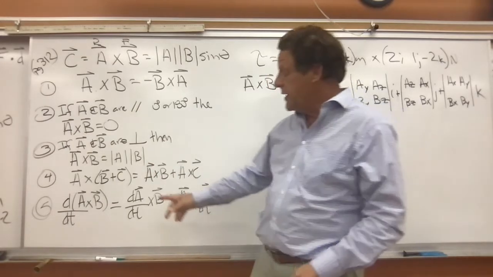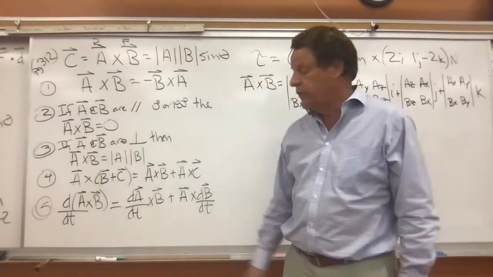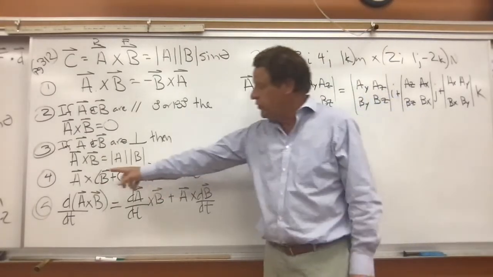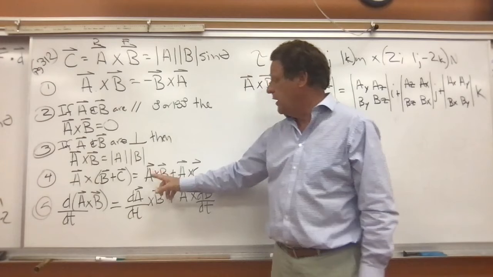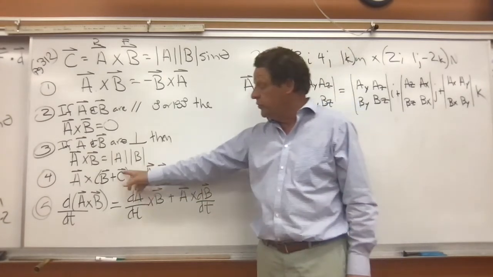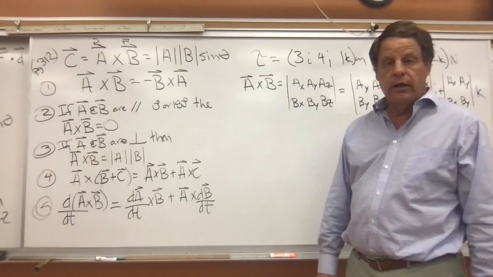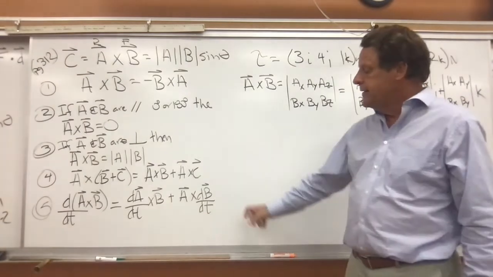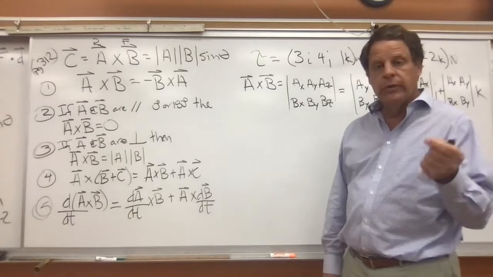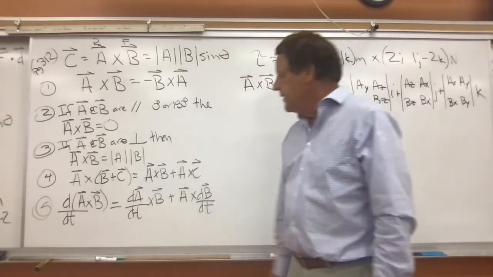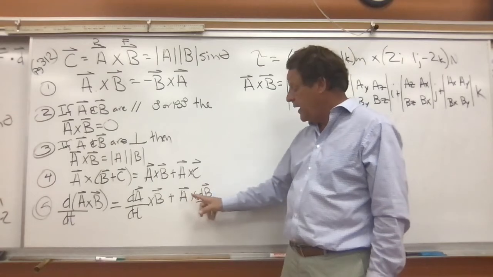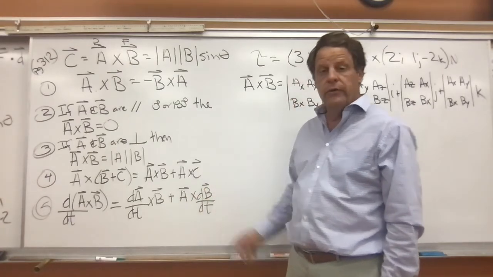Also, if we have A cross the quantity of vector B plus C, then we can just distribute that vector. So A cross B plus A cross C would be equal to A cross the quantity of vector B plus C. And finally, this is going to kind of come here at the end. If we take the derivative of A cross B, then we can take the derivative of A cross B plus the derivative of A cross the derivative of B.